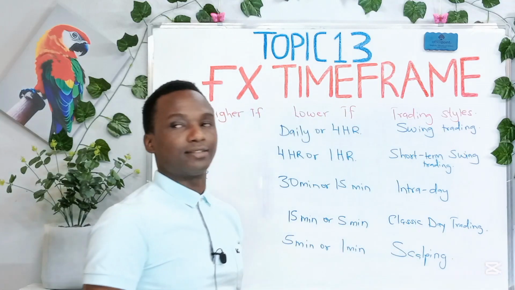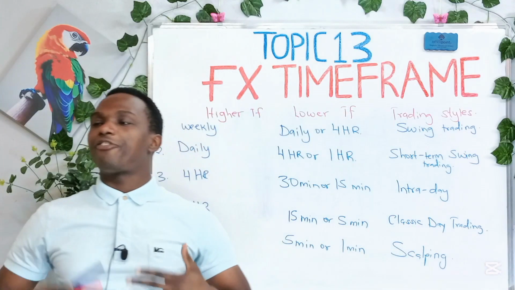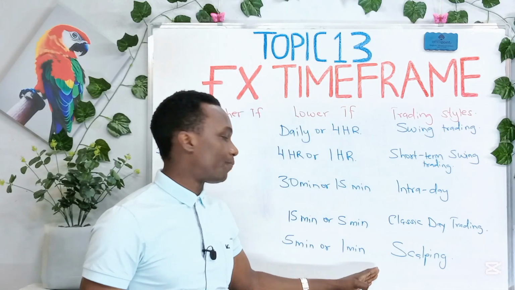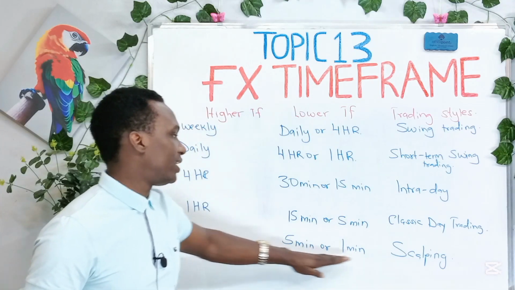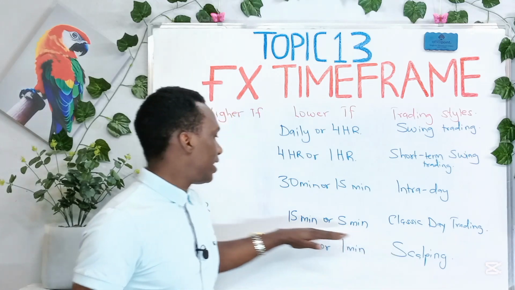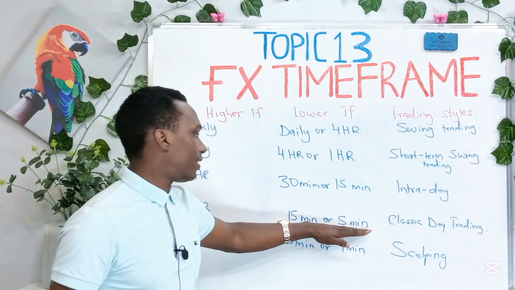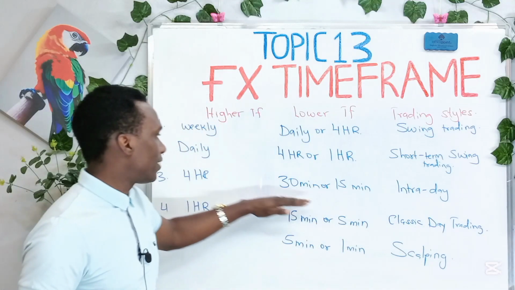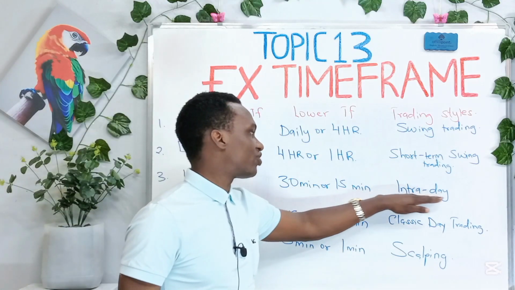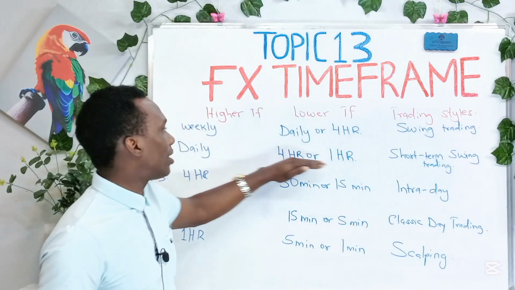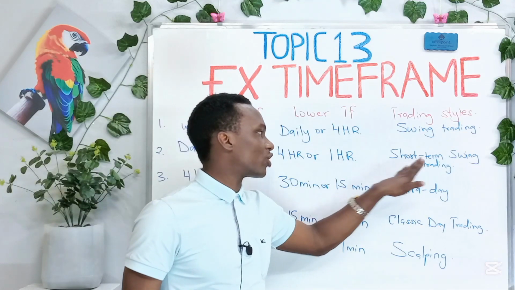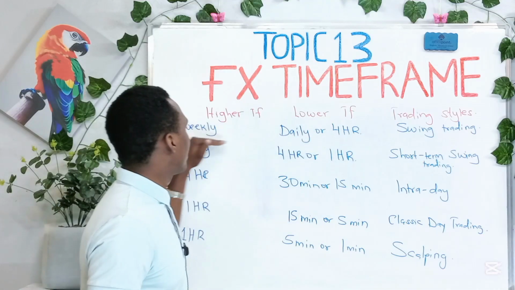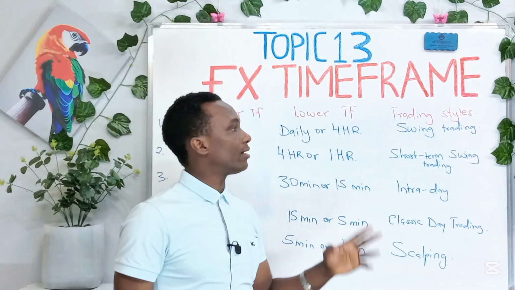So according to your time frame of choice, you will see what trading style fits you. If you love 1 minute and 5 minutes, you are doing scalping. If you're doing 15 minutes, 5 minutes to 1 hour, you are a day trader. 30 minutes, 15 minutes, you are an intraday trader. 4 hours, 1 hour execution, you are a short-term swing trader. But when you're doing daily, 4 hours, and weekly time frames, you are a swing trader.